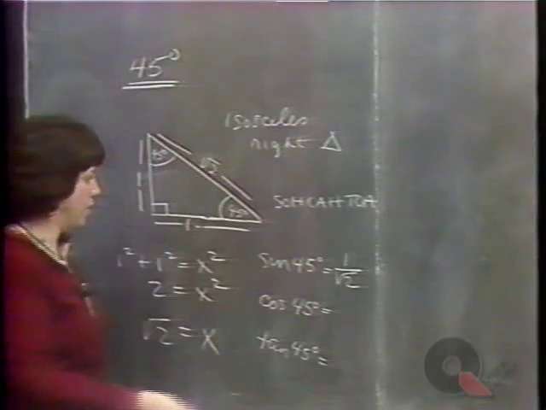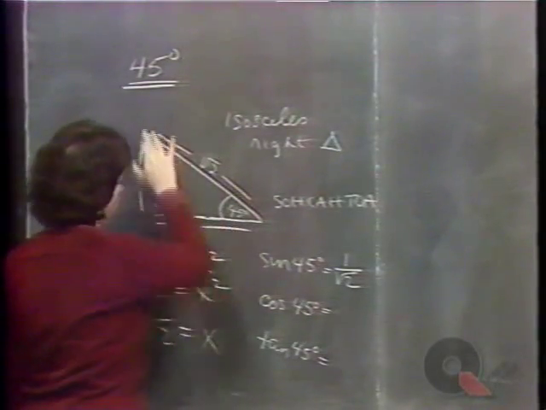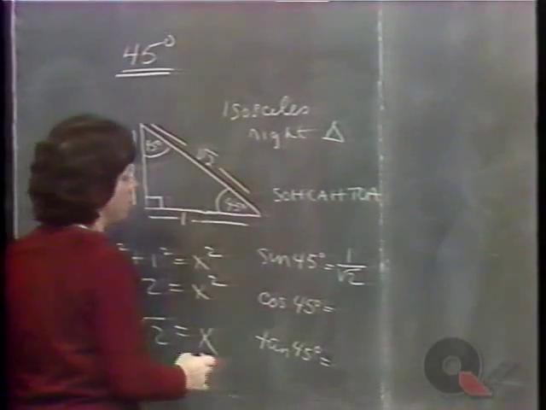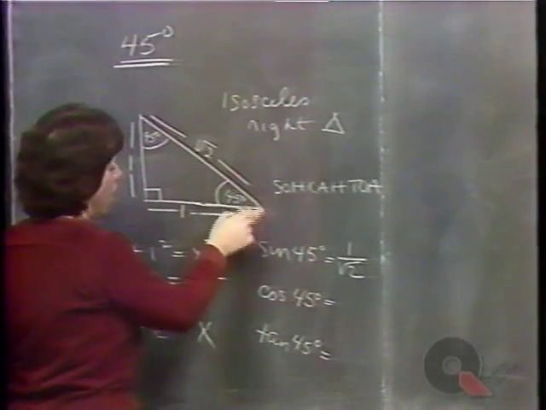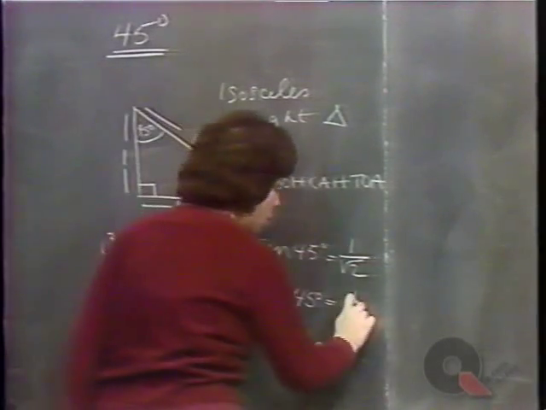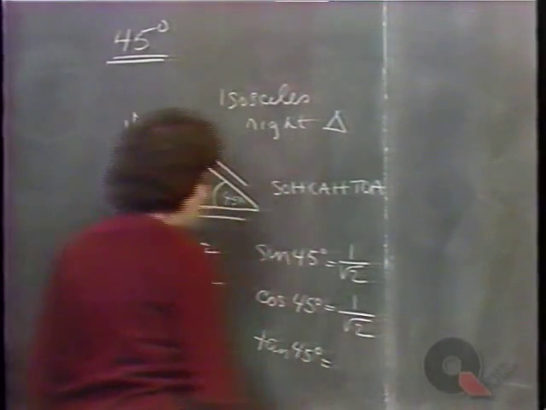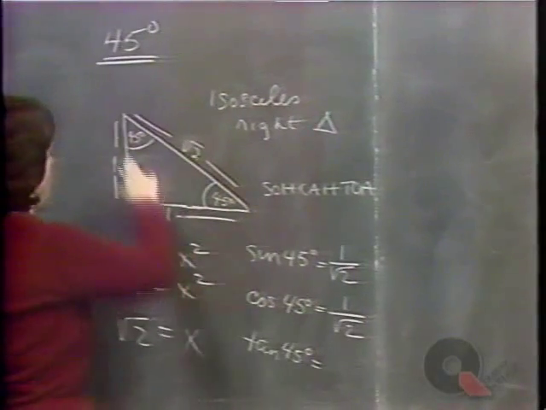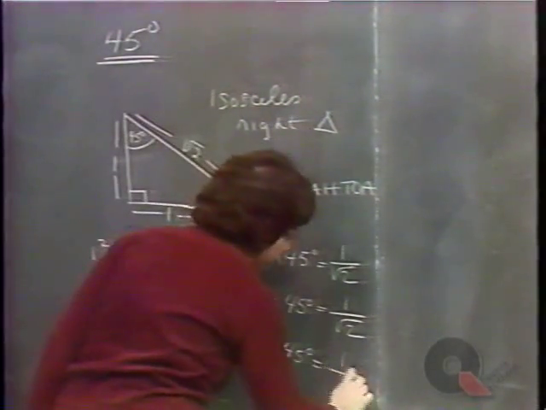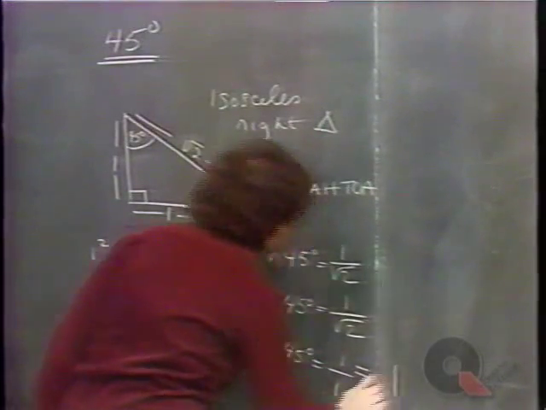For cosine, we have adjacent over hypotenuse. I'm using, by the way, this angle, although I could have used this one. It's also 45 degrees. For cosine, I have adjacent over hypotenuse. The length of the side adjacent is 1 over the length of the hypotenuse, square root of 2. Tangent is opposite over adjacent, 1 over 1, or just 1.